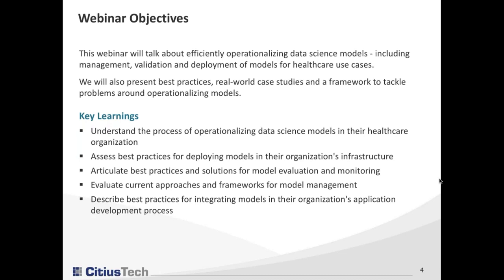Our hope is that by the end of this talk, you'll be able to get some familiarity with operationalizing data science models in healthcare organizations, assess best practices for deploying models, articulate best practices and solutions for evaluating and monitoring models within your organization, evaluate current approaches and frameworks for model management, and finally describe best practices for integrating models within the organization's application development process.